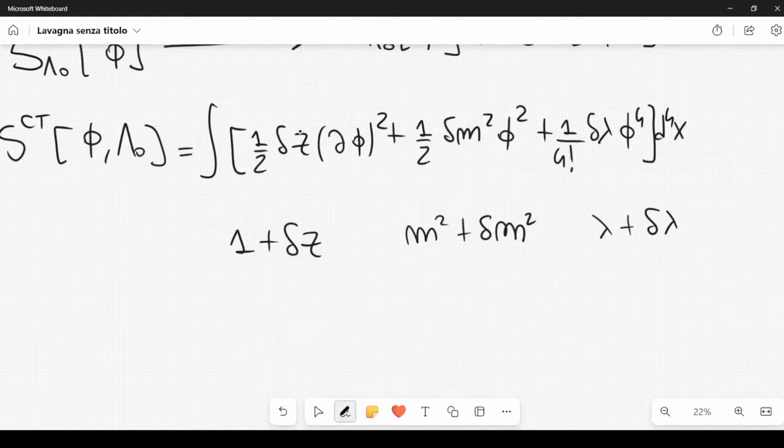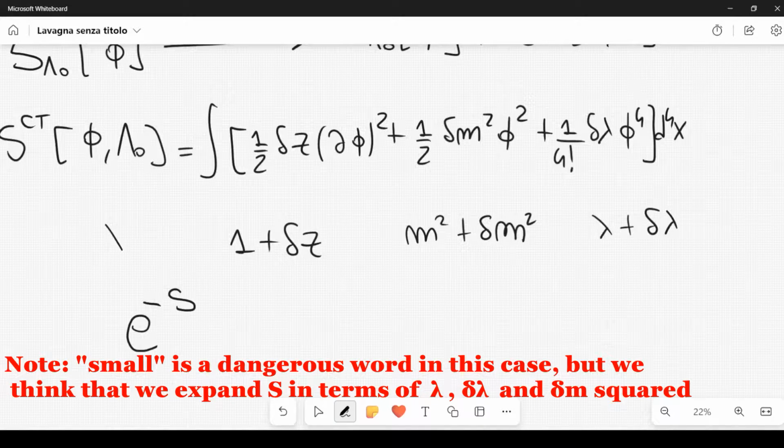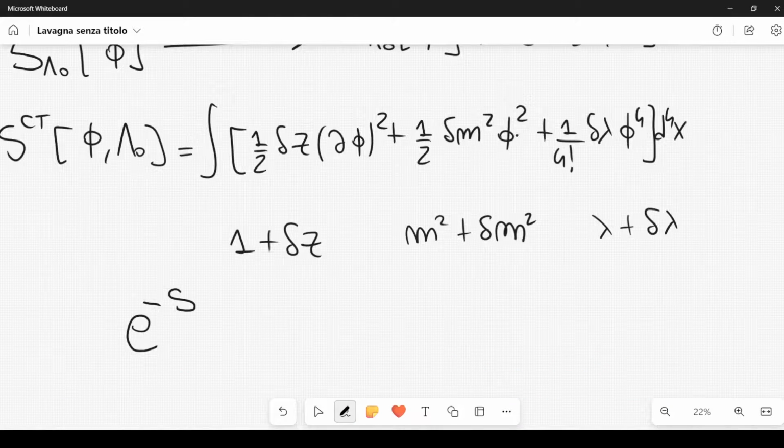Now the first order contributions to the propagator will come only from delta z and delta m squared, not from delta lambda. Why is that? Well, because if we expand the action e to the minus S, in particular, we expand it, because delta z and delta m squared should be considered as small terms, right? Then we expand it in lambda, as you remember, and you can see that these quadratic terms will affect the propagator, whereas this quartic term will be a small correction to lambda.